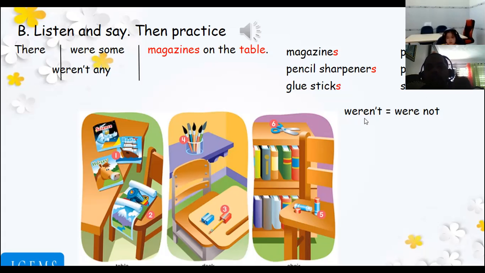Remember that "were not" is the negative of "were", and its contraction is "weren't". When you say "were not", you can also say "weren't". So let's continue.